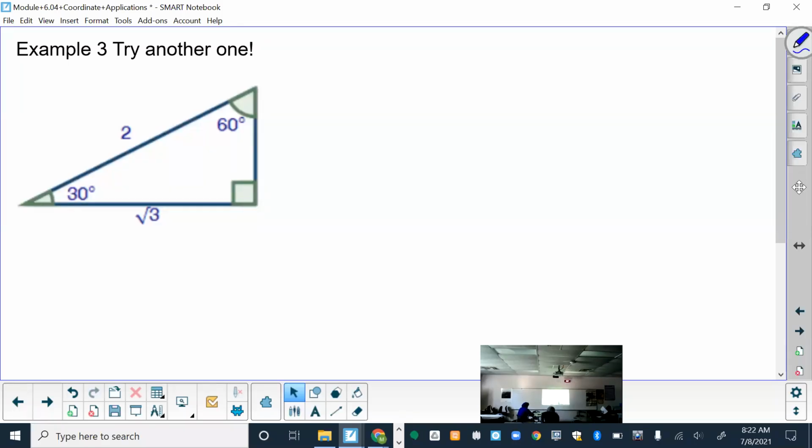So with the Pythagorean theorem, you have this formula, a squared plus b squared equals c squared. It doesn't really matter which sides are labeled A or B, but C always has to be your hypotenuse.